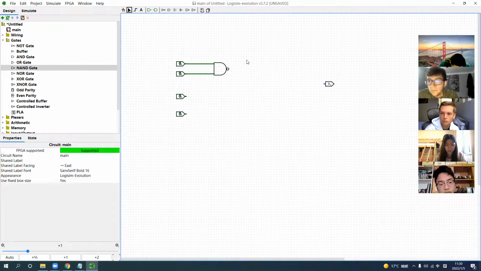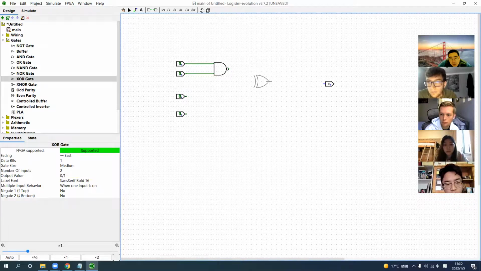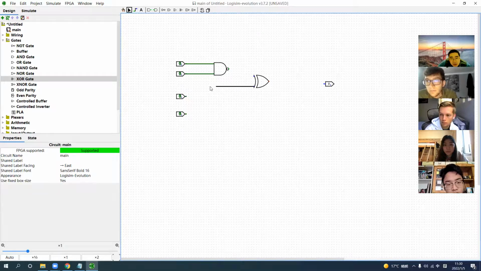What's the next gate? It's the OR, right? So I have X as the output. The next one is the OR gate. Sorry, the XOR gate should be here. It takes two inputs. The first one is going to be taken from this pin. Another one is taking the output from the NAND, which is here. You can see you can just drag and connect this, very easy.